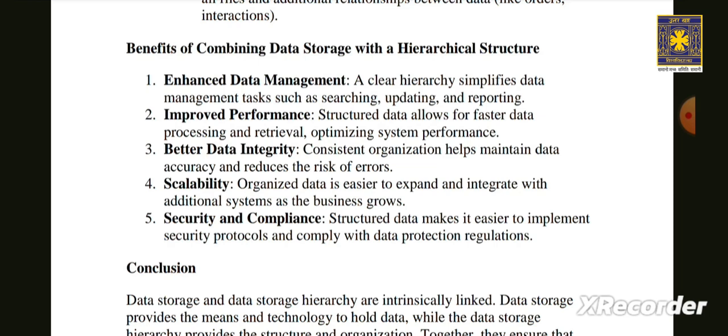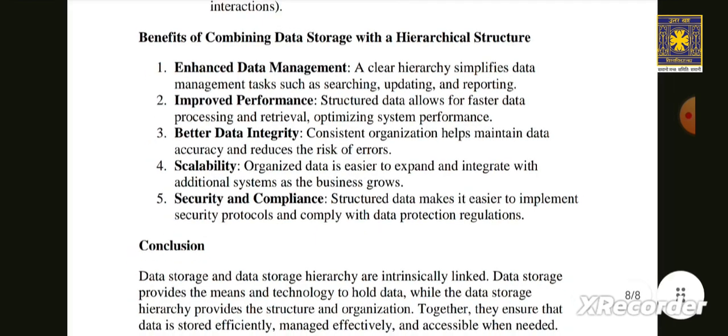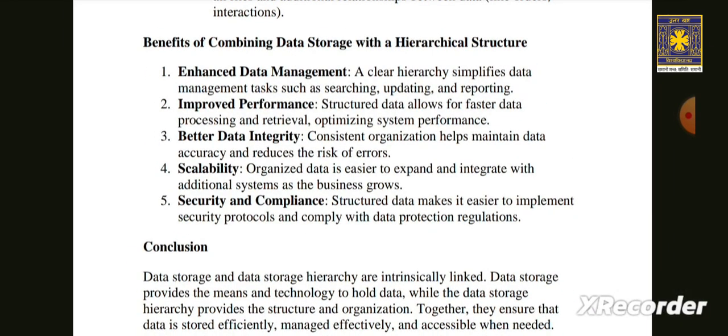And lastly, security and compliance. Structured data supports security and compliance. You can implement robust security measures to protect sensitive information. Plus, meeting data protection regulations becomes straightforward when data is organized and controlled at different levels.